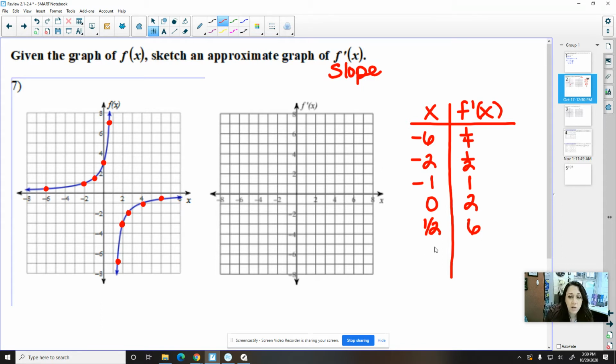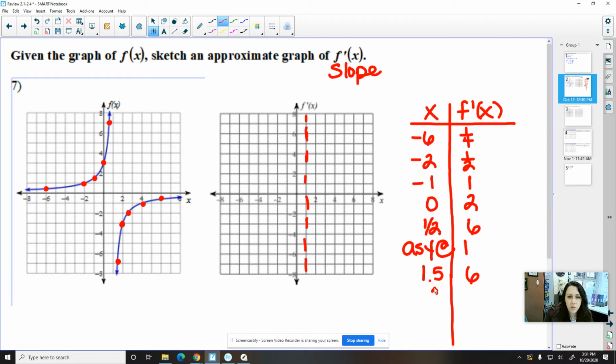And then at 1, you have an asymptote, so there's no slope identified there. We know that this is not going to have a value right here in the center. And then I'll just pick up kind of where I left off on the other side. I have, at 1.5 maybe was the x value, the slope looks like it's positive and it's a pretty big number, kind of like up here. So I'll go 6 again.